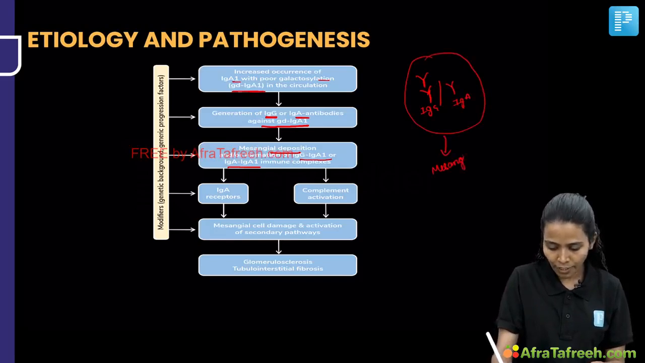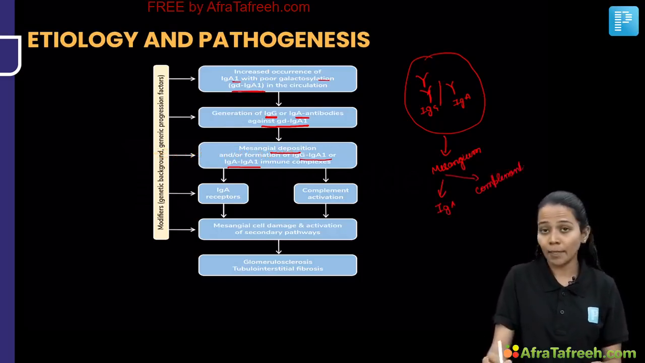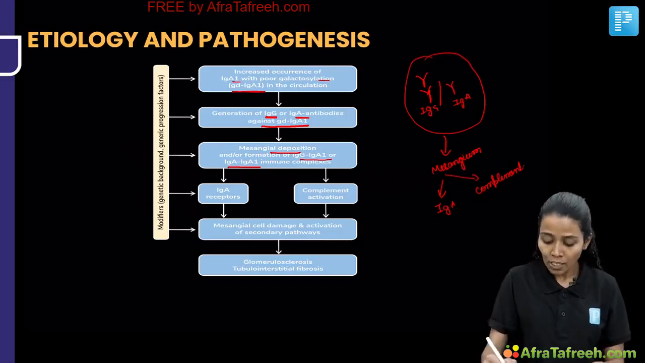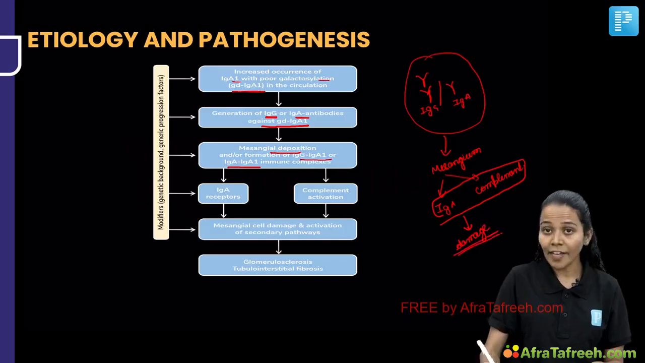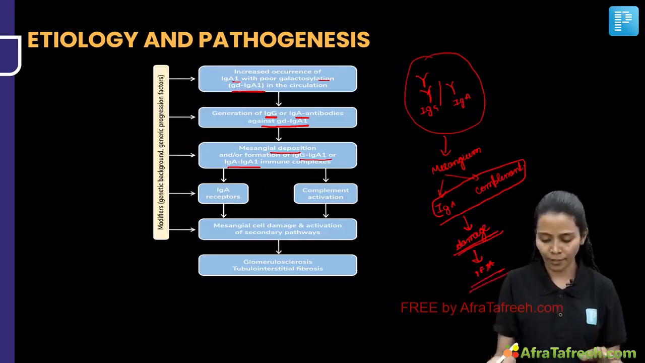Now it has two effects. One is it activates the IgA receptor, and second is it activates the complement, either by mannose binding lectin pathway or alternative pathway activation. This leads to mesangial cell damage and activation of secondary pathways. Finally, this leads to IFTA. So this is the exact pathogenesis of IgA nephropathy.